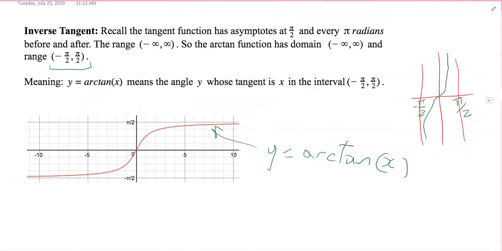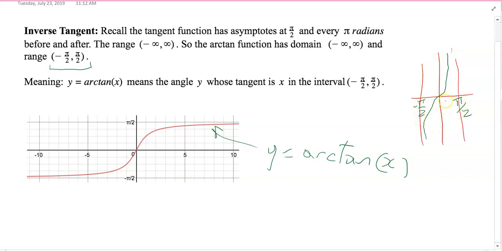So what is the inverse tangent function? The original tangent function has asymptotes at pi/2 and every other pi radians before and after pi/2. The one through the origin looks like this graph right here. The range is -infinity to +infinity, and its domain was -pi/2 to pi/2.